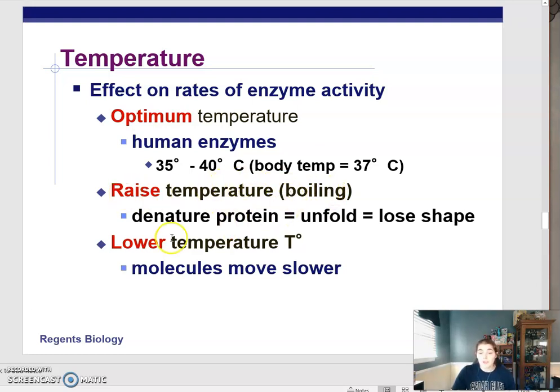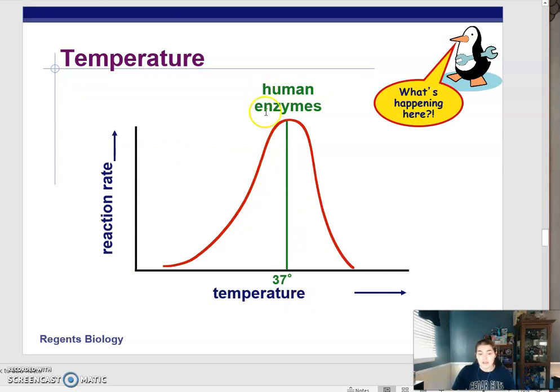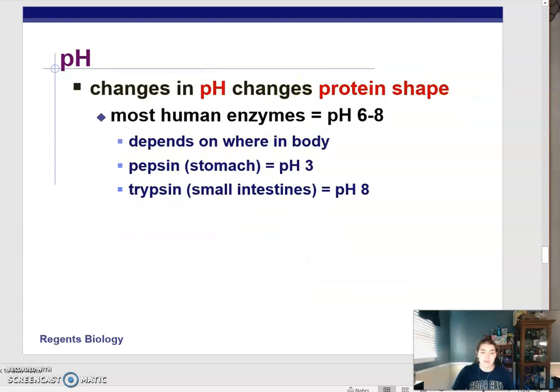Raised temperature, boiling, you denature or change that protein, it unfolds, it loses its shape. Lower the temperature, they move too slowly, and then they're not gone, they're just not efficient. So there's an optimum temperature at which enzymes prefer to react. Can they react higher and lower? Yes, but they work best at a certain temperature.